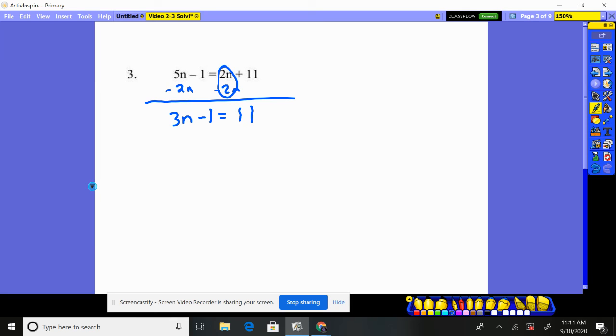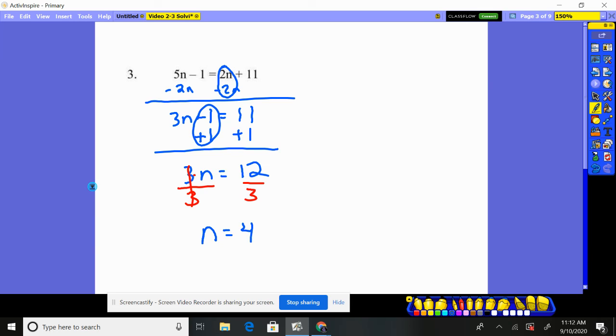Now I want to get all my numbers over. Well, your variable 3n is here to the left, so move that number that's with it off of that side over to the other side. Goes away. 3n equals 12. And now, how do I undo that multiplying by 3? We're going to do the final step of dividing by 3. So I get n equals 4.